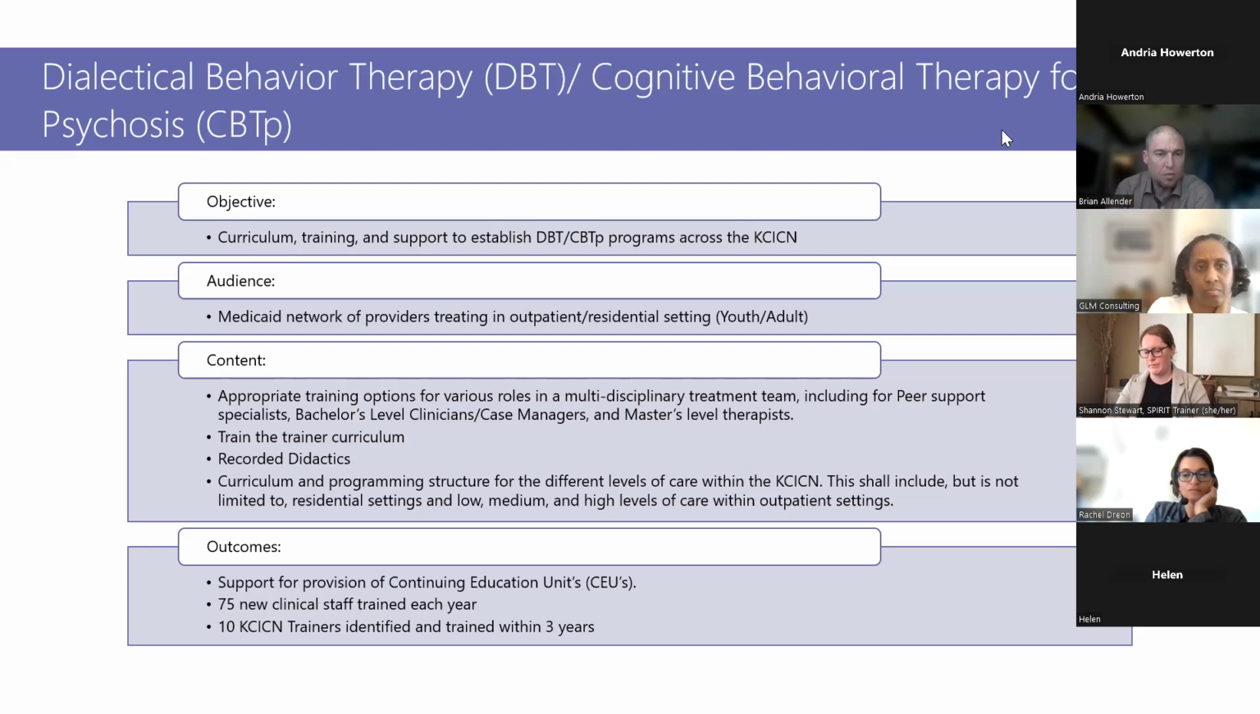And then we would like to obtain curriculum and programming structure for the different levels of care within the KCICN. So that would be residential settings, as well as low, medium, and high levels of care in outpatient. And then lastly, we would really love to provide CEUs as part of this, which can be a big incentive for clinical staff to be participating.